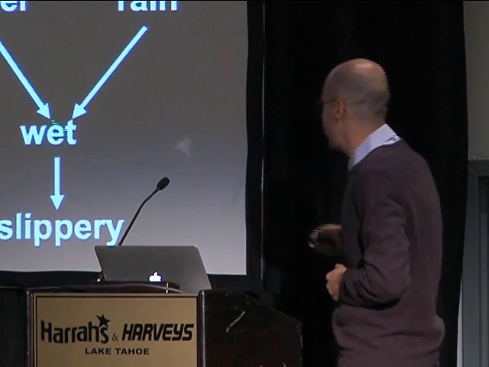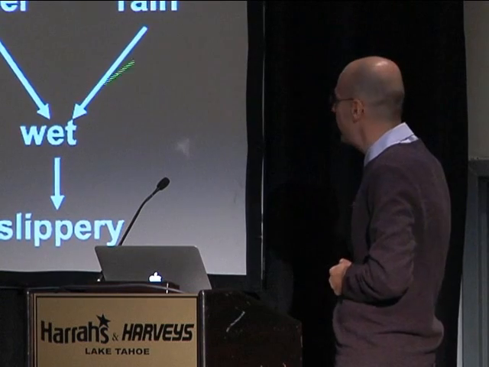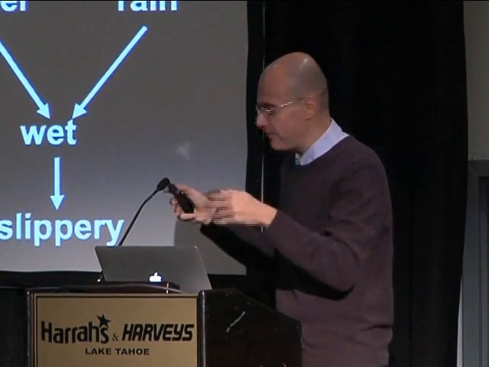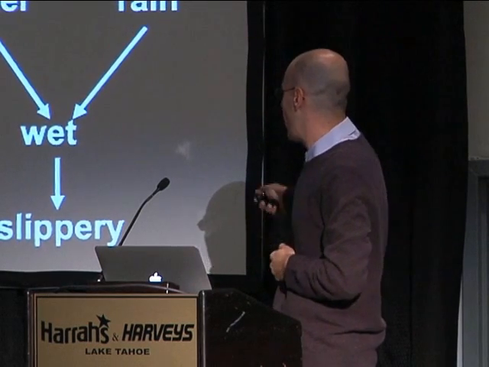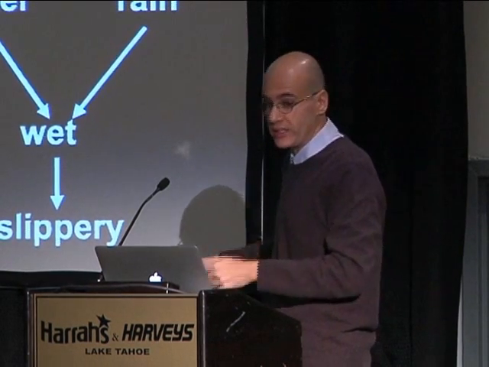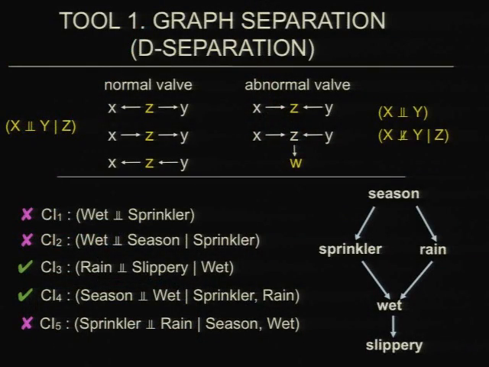But here you have a different pattern. You have sprinkler and rain pointing to wetness. And then you have a convergent arrow. This is a collider. When you condition on wet, you are opening this path here. Then they are not independent. And this is the kind of judgment that we want.